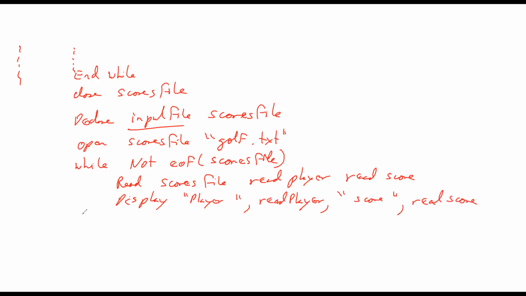And that's it. Then we do the end while here. We do the end while. We close the file yet again. Close scores file. And we dot, dot, dot. End module. All right, and there you go. You have done your pseudocode, and that's it.